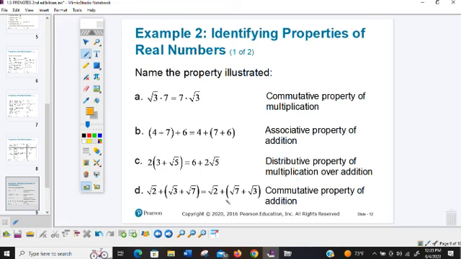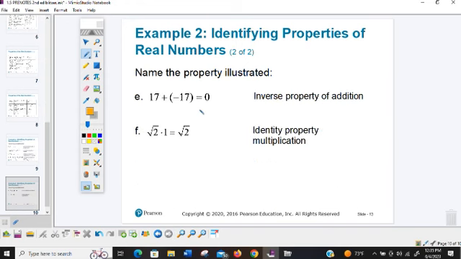On this one, you guys, they didn't move the parentheses, okay? They didn't include square root of 2. See how they just switched those two numbers? So that would be commutative property. Associative is when you move the parentheses. Here they added the opposite, that's the inverse property of addition. And on this one, they multiplied by 1, so that's the identity property of multiplication.